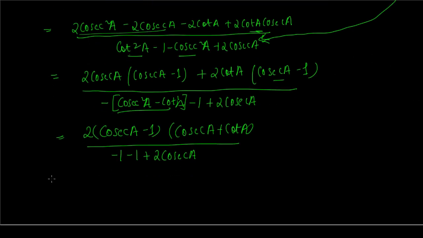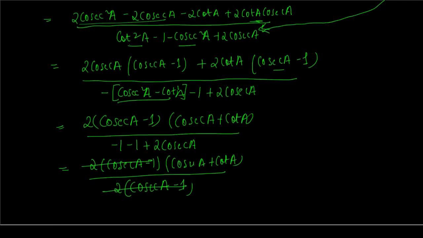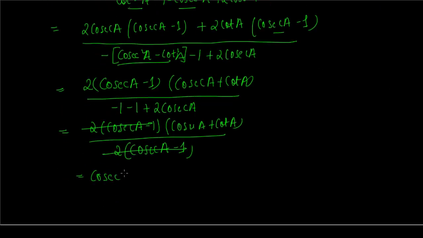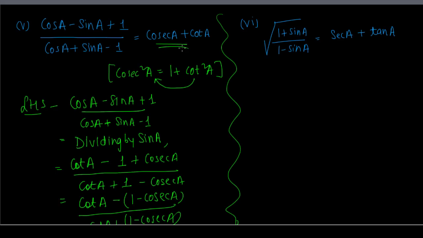You see how? Wait. This is 2 into cosec A minus 1 into cosec A plus cot A divided by, you can take 2 common here. So that becomes cosec A minus 1. Because minus 1 is minus 2. So take 2 common. Cosec A minus 1. That's it. These two terms are gone. What do we get? We get cosec A plus cot A. And if you see, this is nothing but your RHS. Cosec A plus cot A.